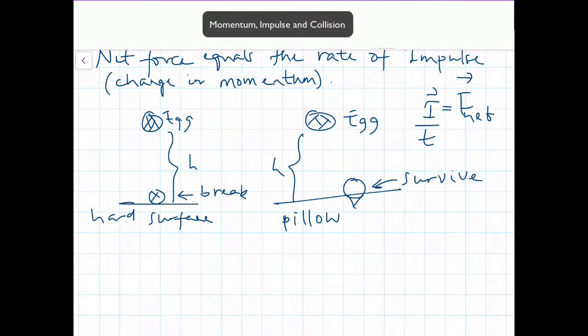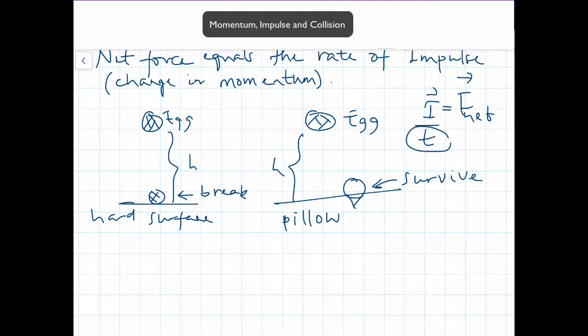But in this particular case there is no cushion. As soon as the egg drops, the contact time between the egg and the hard surface is very small.